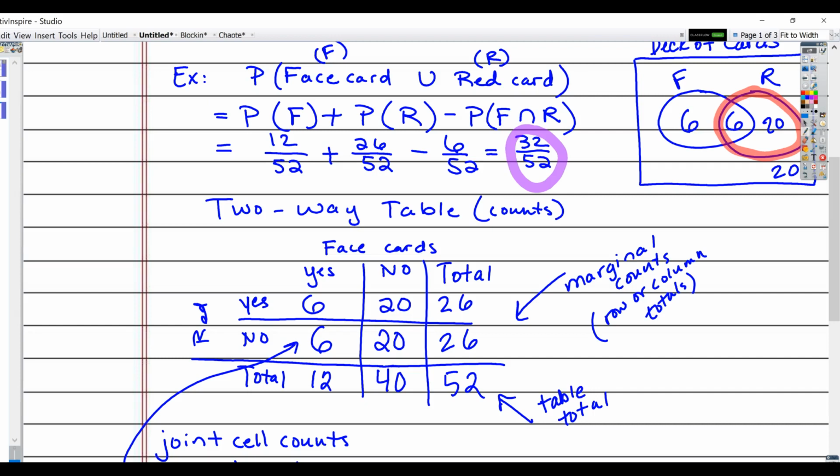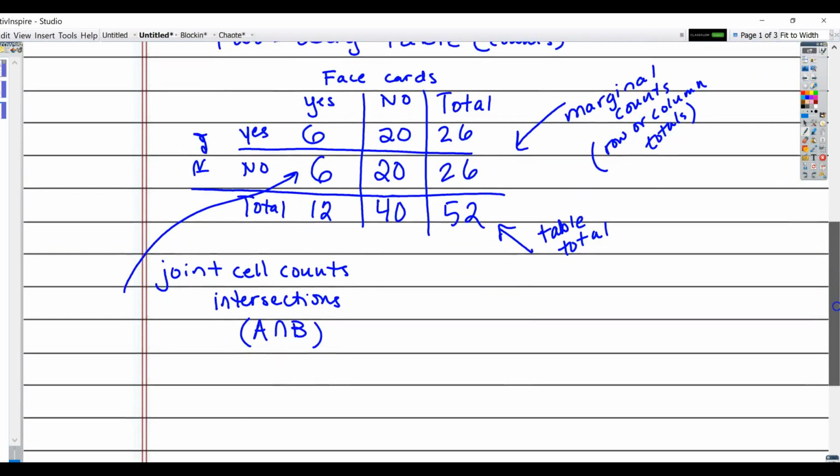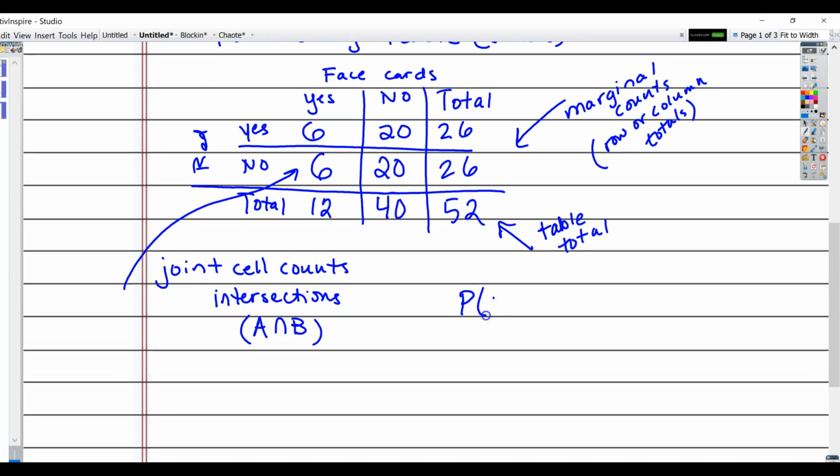Now, let's do the same problem using our probabilities. The probability of a face card or a red card is going to be the probability of a face plus the probability of a red minus the probability of a face and red. So what's the probability of a face from what we see here? It's going to be 12 out of 52.